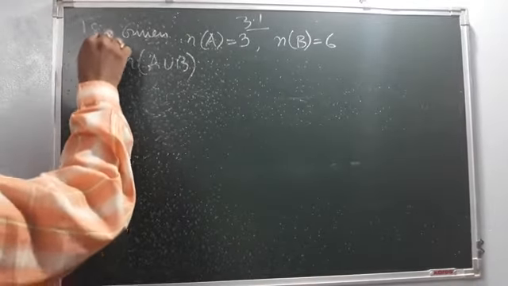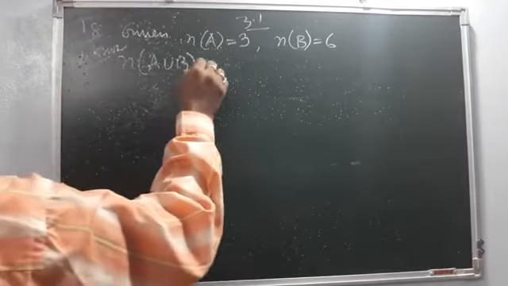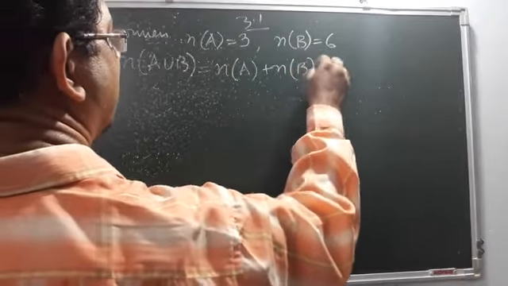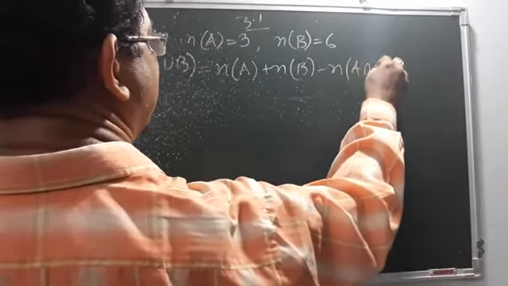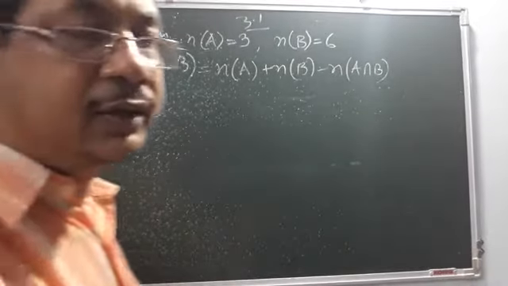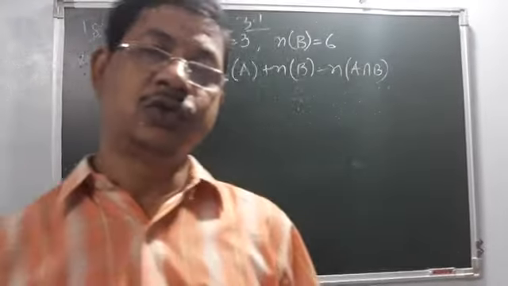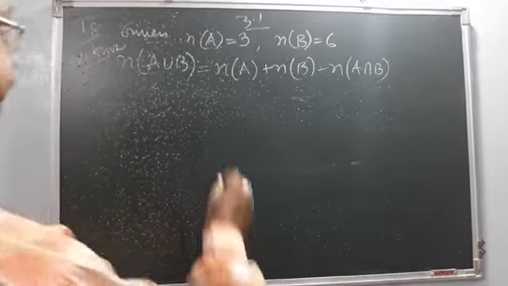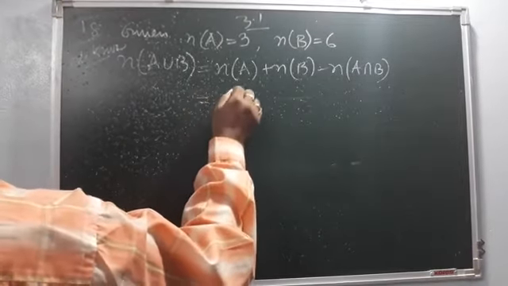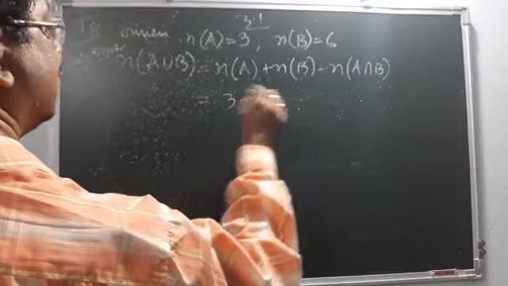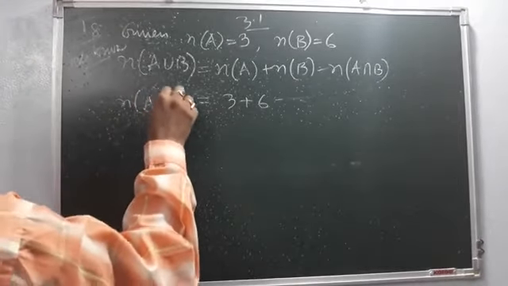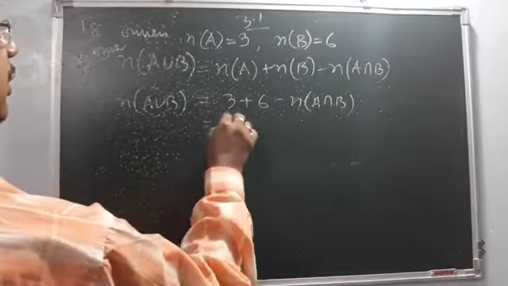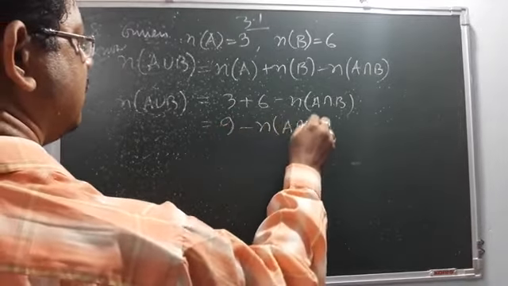So we know n(A union B) is n(A) plus n(B) minus n(A intersection B). This is according to set theory. We have already learned that the number of elements in A union B is equal to the number of elements in A plus the number of elements in B minus this. So this we know. Now see that this is 3, this is 6, and we don't know about this one. So we get 9 minus n(A intersection B).